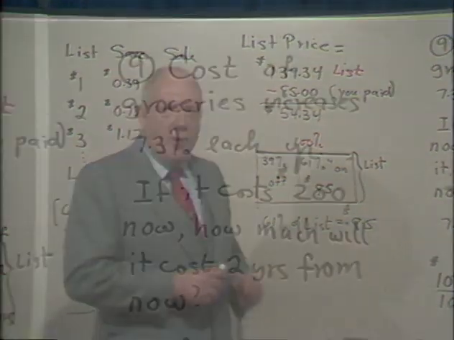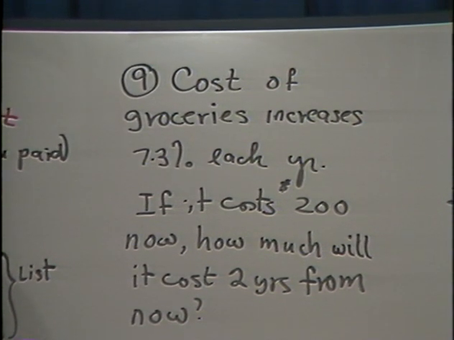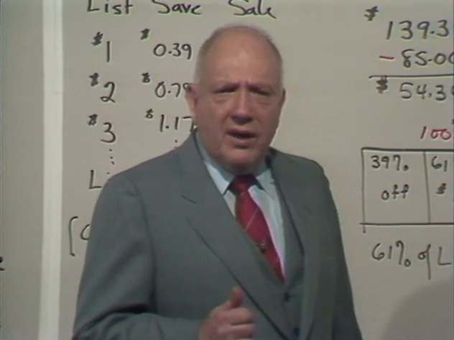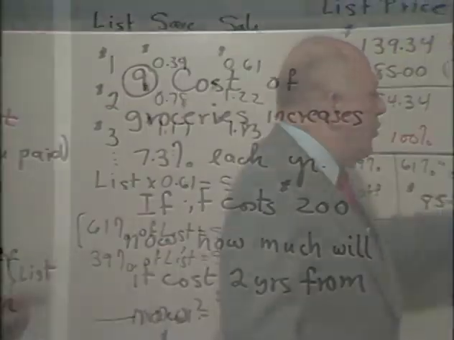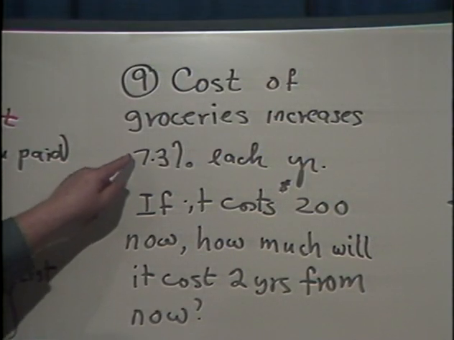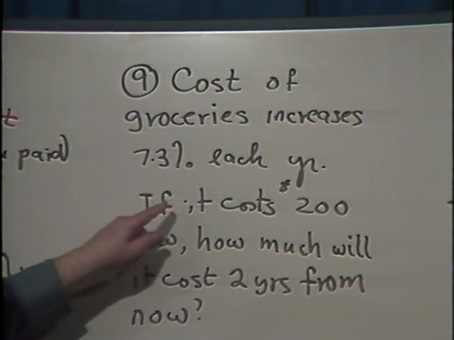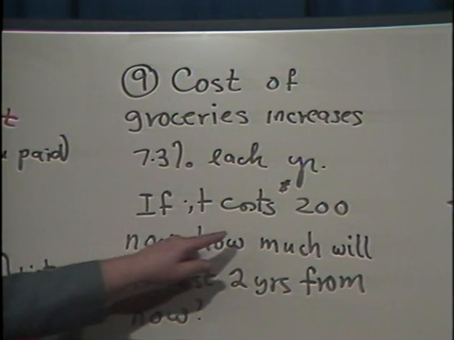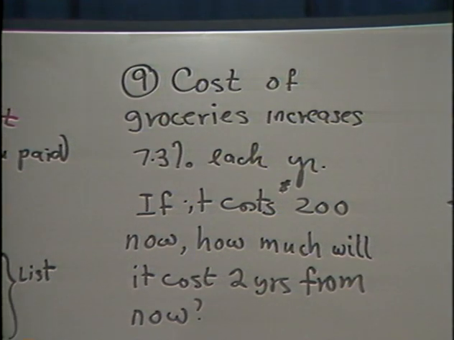Problems 9 and 10 form a very interesting pair. Well, let me change that a little bit. They're kind of boring. That's quite a change from interesting to boring. They're boring in the environment in which I've given them, but they have tremendous application to something very important. Let's just do the boring part first and then see what happens later. We're told that the cost of groceries is increasing 7.3% each year. And the question says, at this rate, if the grocery order costs $200 now, how much will the same order cost 2 years from now?